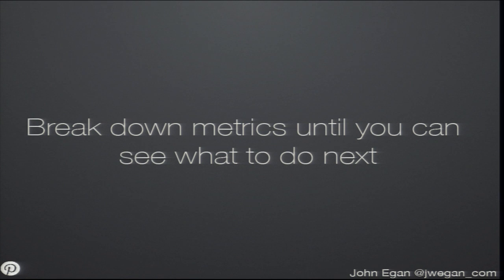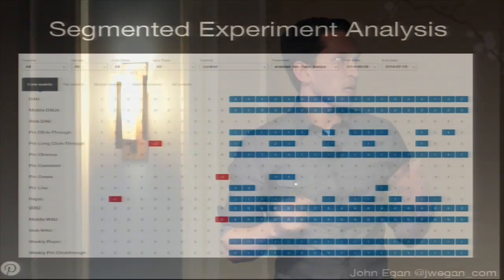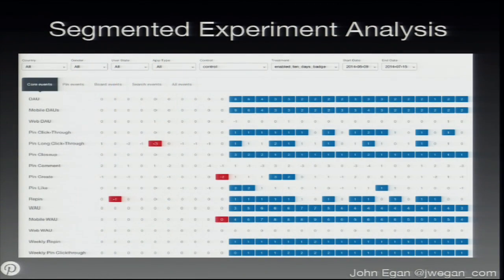The last piece of data I wanted to talk about today is how to analyze experiments. This is the experiment dashboard we use in-house at Pinterest. Each row is a metric, and each column is the change in user behavior that many days after encountering the experiment. And what makes this dashboard really useful, in my opinion, is the ability to segment your analysis. So you can see how an experiment performed amongst just men, or how it performed amongst just users in Japan.